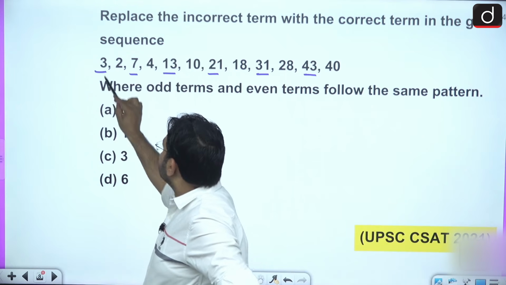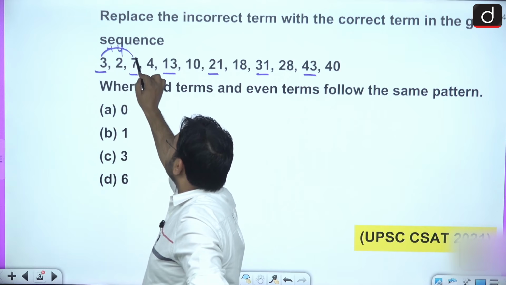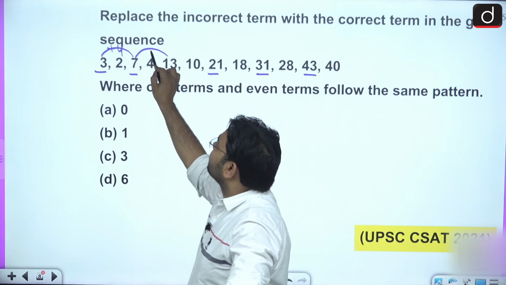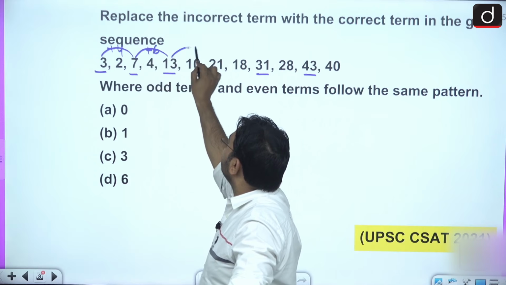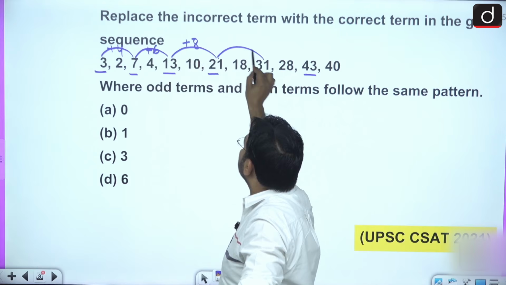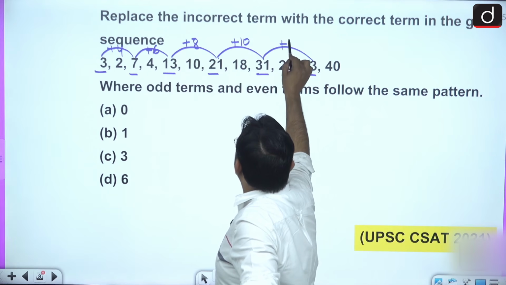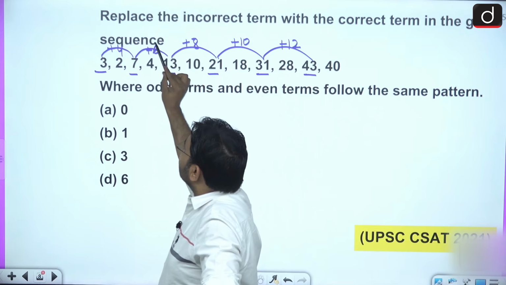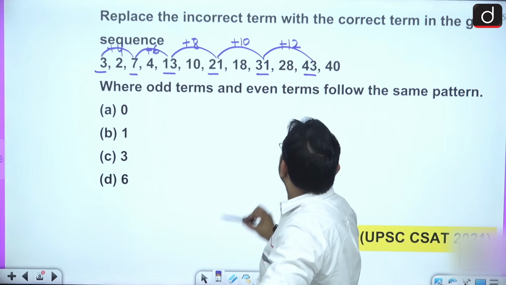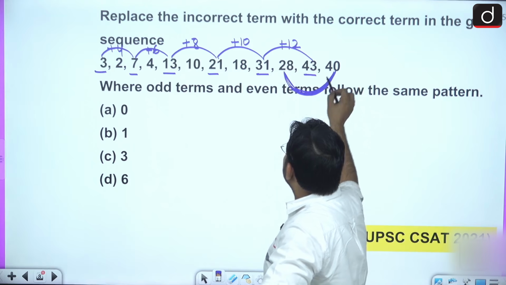For this one, 3 and 7, you can say plus 4, 7 and 13, plus 6, 13 and 21, plus 8, 21 and 31, plus 10, 31 and 43, plus 12. So you can say 4 plus 2, 6, 6 plus 2, 8, 8 plus 2, 10, 10 plus 2, 12. And in the same manner, 28 and 40, the difference is 12.